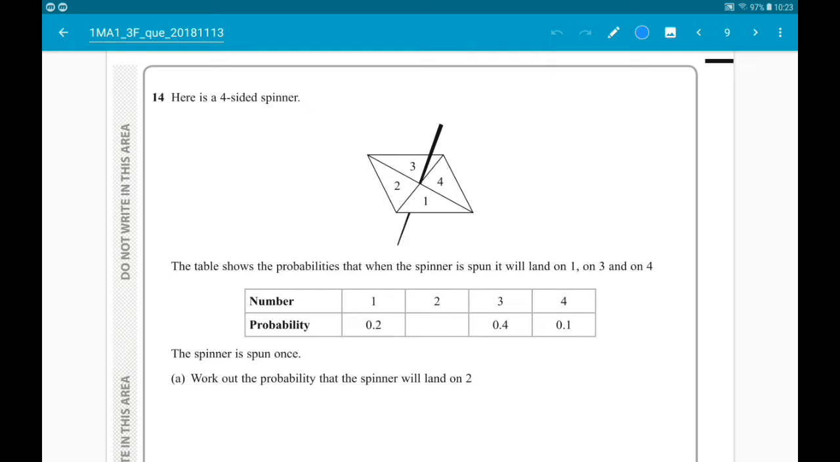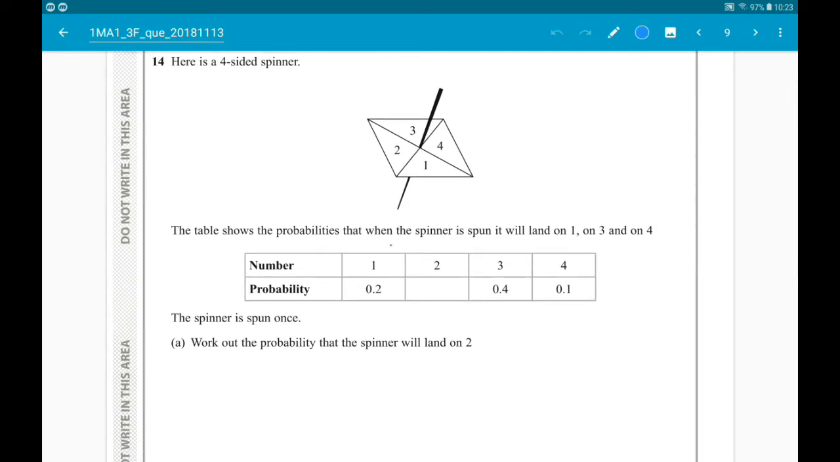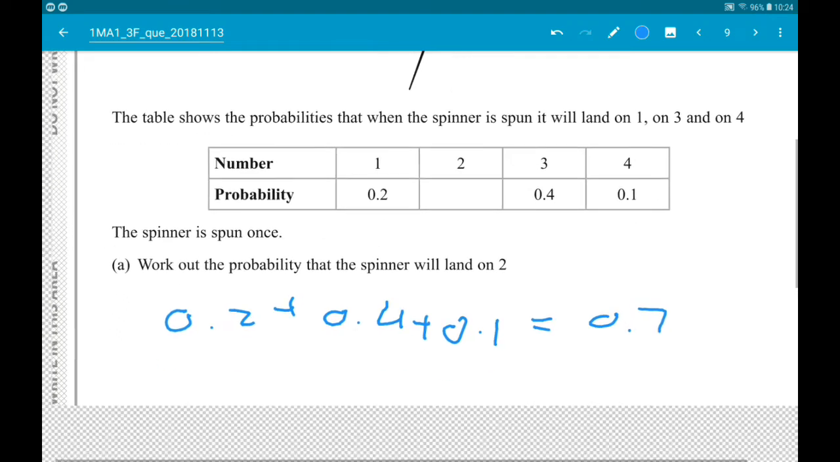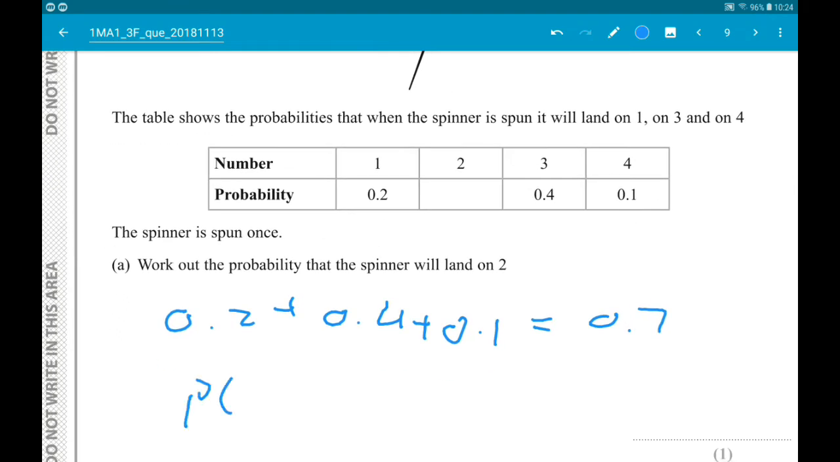Okay, so probability adds up to 1. So if we add up the probabilities for 1, 3 and 4, so 0.2 add 0.4 add 0.1 is 0.7. So we can then say the probability of 2 is 1 minus 0.7, so 0.3.